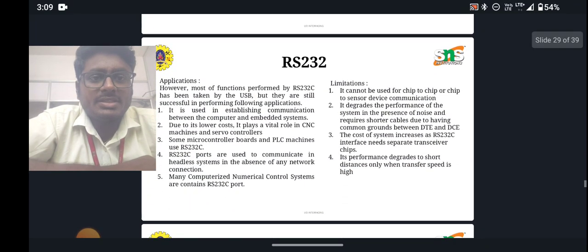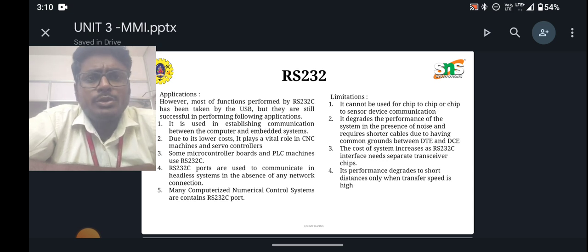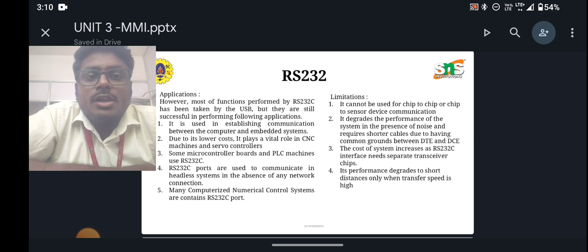And what are the applications? Most of the functions performed by RS232C have been taken over by USB, but it is still successful in performing the following applications. It is used in establishing communication between the computer and the embedded system. Due to its lower cost, it plays a vital role in CNC machines and servo controllers. Some microcontroller boards and PLC machines use RS232C. RS232C ports are used to communicate with headless systems in the absence of any network connections. Many computerized numerical control systems contain an RS232C port.